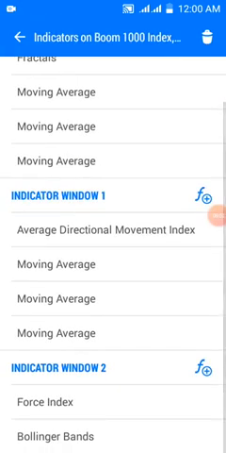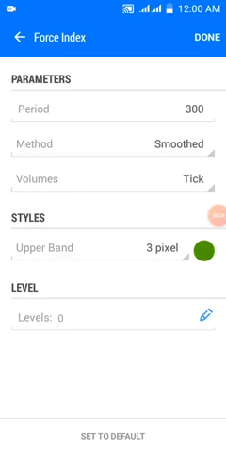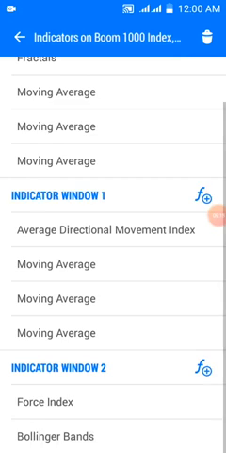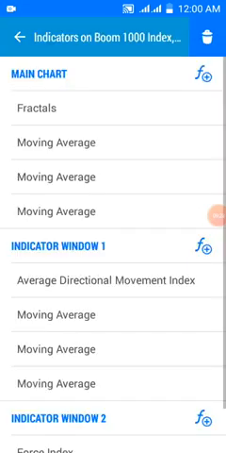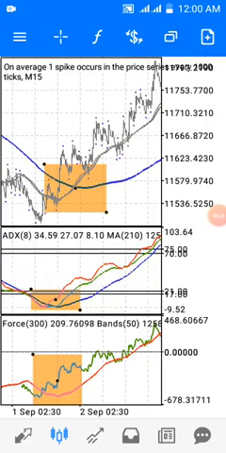Then on indicator window 2, just two indicators. I have the force index 300 period, method is smoothed, volume is tick, and then the upper band color is green. Then I have Bollinger Bands, period is 50, deviation is 0.030, applied to close, and the color is red. So that's it about the indicators. That's it about the strategy.